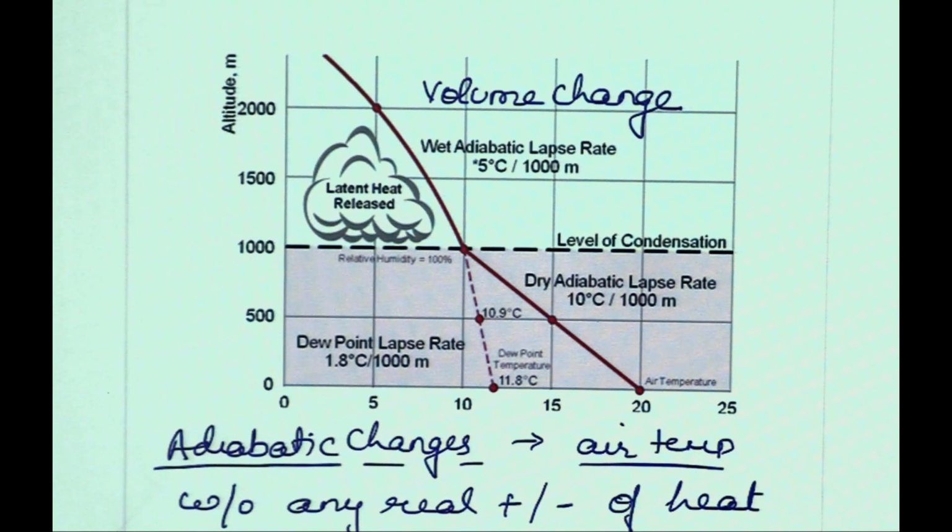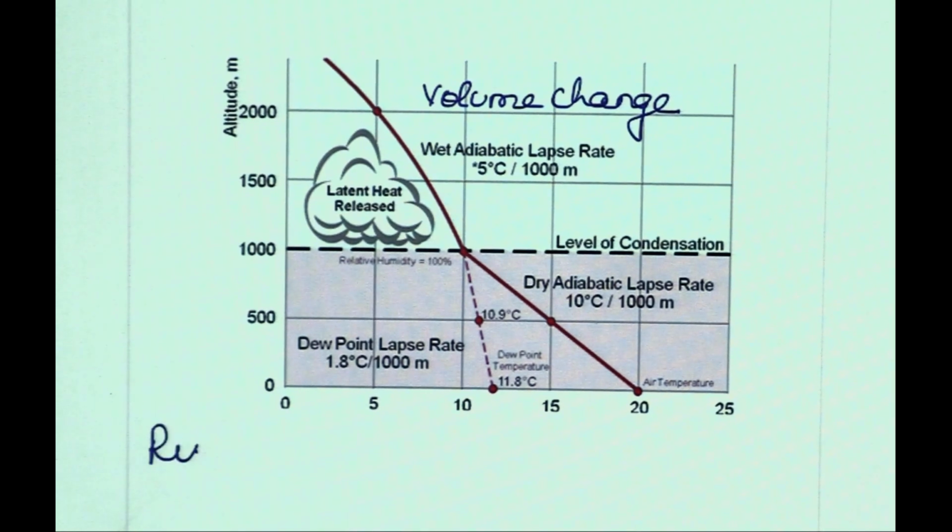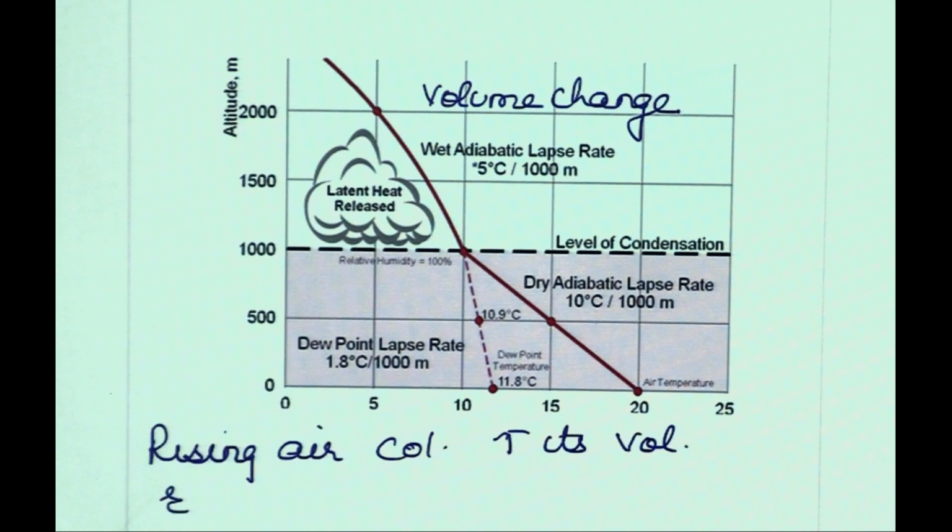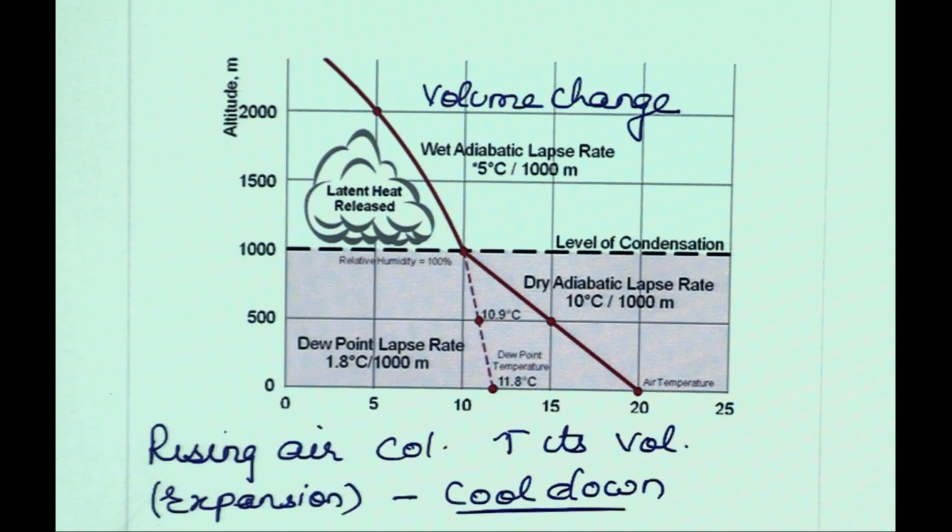And if I have to put it like this, we all can easily understand. A rising air column will increase its volume due to expansion, and it is due to this expansion it will cool down. This cooling process is called adiabatic cooling. Another way of understanding it is, adiabatic cooling is the lapse rate of the air column. Which lapse rate are we talking about? Adiabatic.